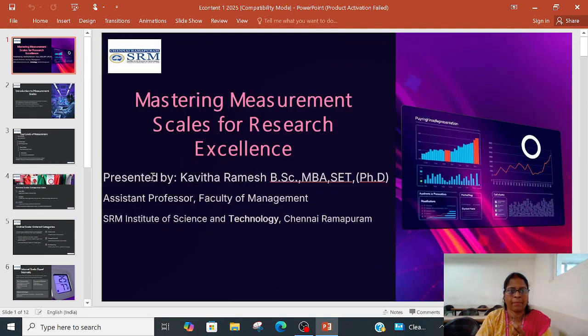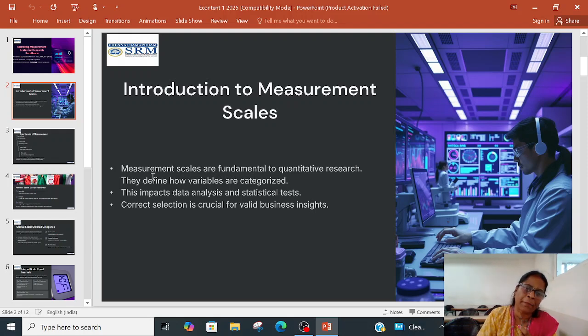Today, we are going to talk about mastering measurement scales for research excellence. This is a very important and hot topic today. First, introduction to measurement scales. Measurement scales are fundamental to quantitative research because they define how variables are categorized. This impacts data analysis and statistical tests. So, correct selection is crucial for valid business insights.